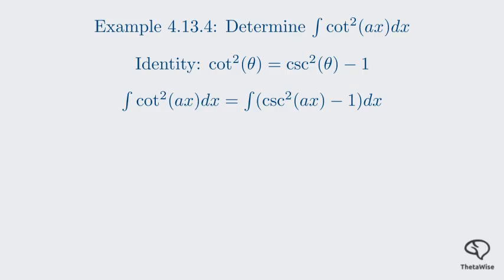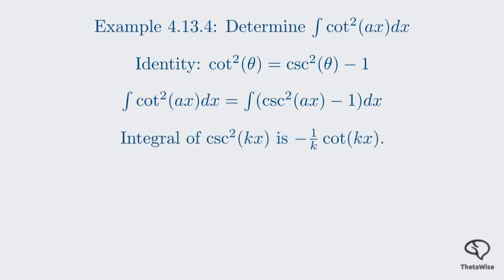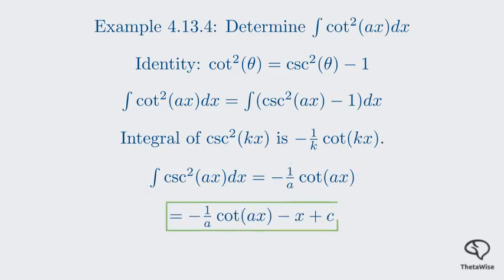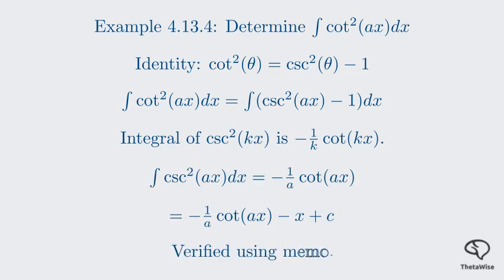The integral of cosecant squared kx is negative cotangent kx over k. Our k is a. So, the integral of cosecant squared of ax is negative 1 over a times cotangent ax. Putting it together, our final answer is negative 1 over a times cotangent ax minus x plus c, verified using memo.